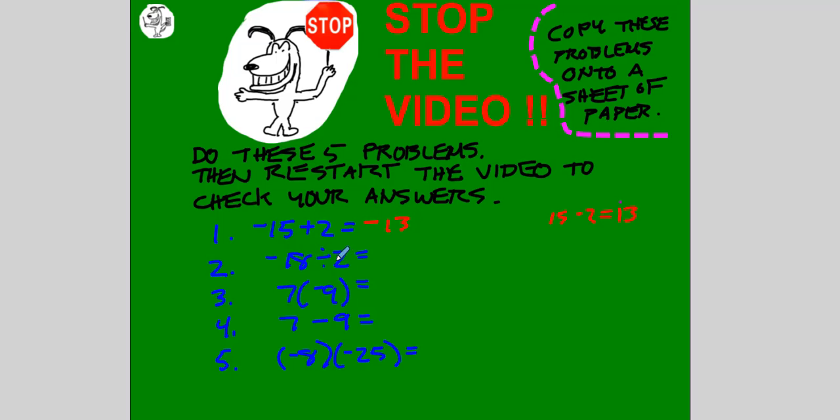Number 2, a negative divided by positive is a negative. 18 divided by 2 is 9, so my answer is negative 9. Number 3, 7 times negative 9. Well, positive times negative is negative. 7 times 9 is 63.